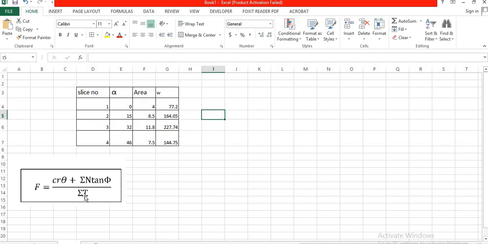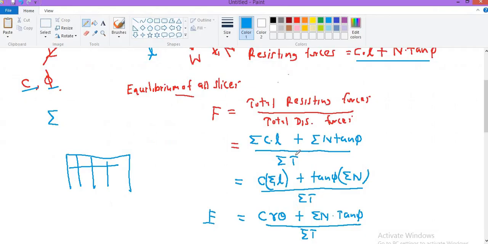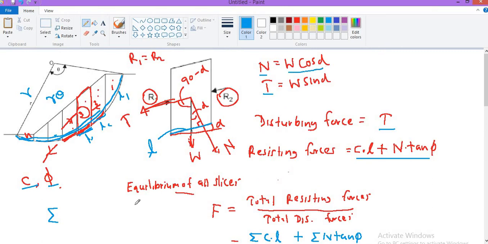From the weight we should be able to calculate this T and N value. So let's say capital N. What is capital N? Capital N is W cos alpha, and T is W sin alpha.